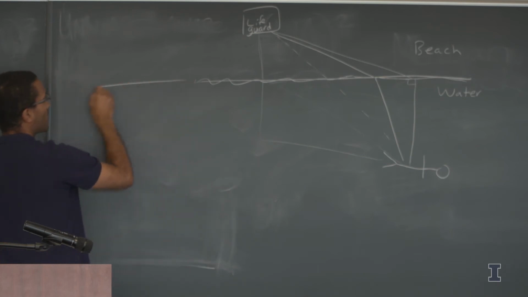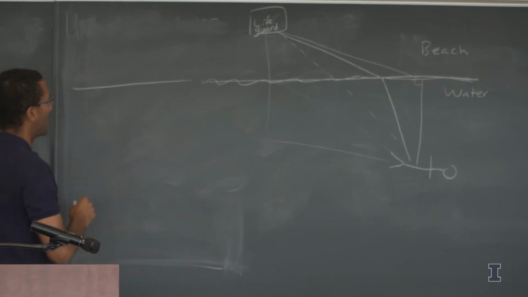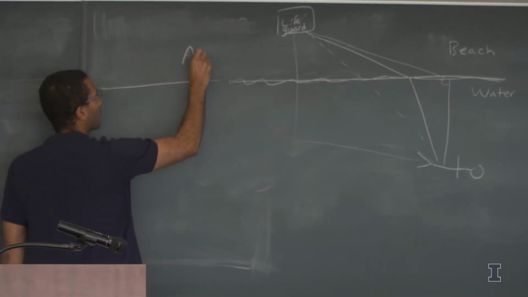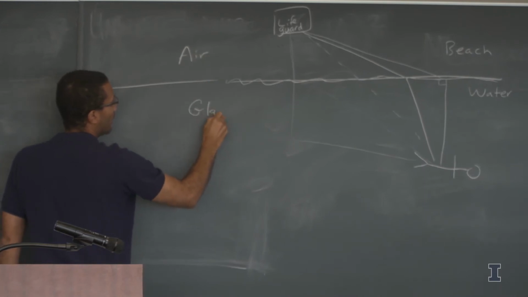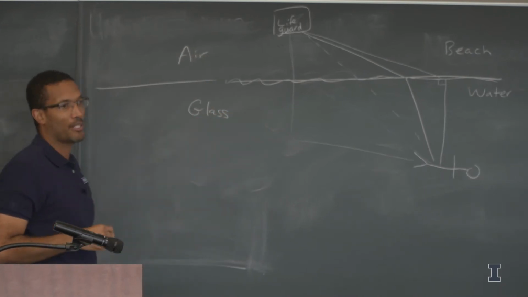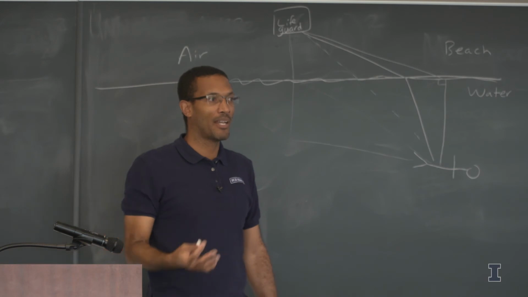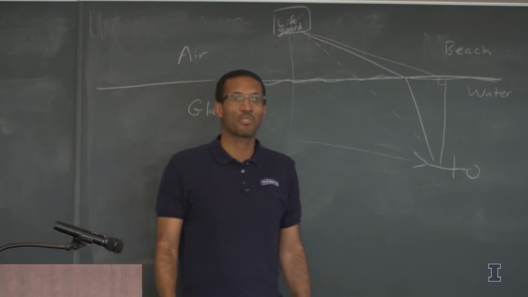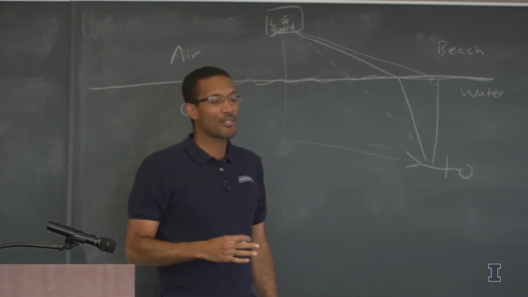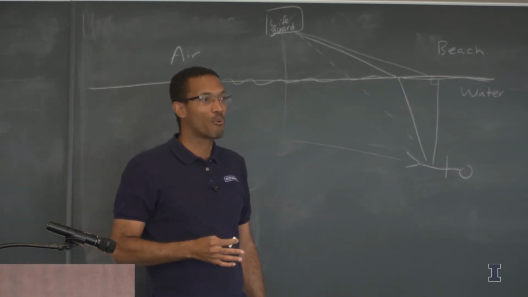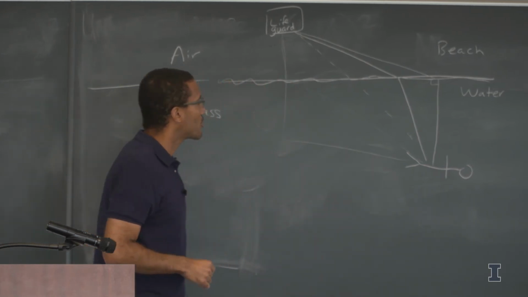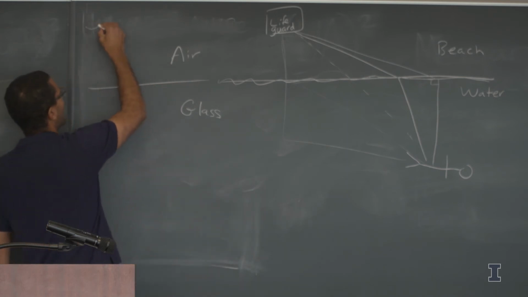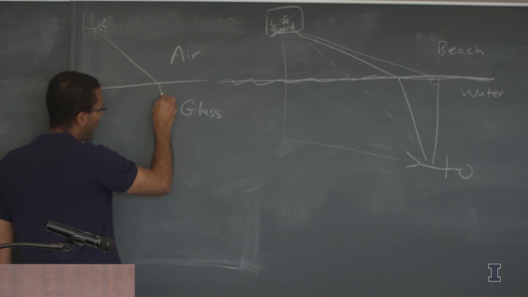So a lens, or even just an interface of, let's say, air and glass: light travels faster in air than it does in glass. So the speed of light in air is approximately 300 meters per microsecond. In glass, it's reduced by a factor of about 1.4 to 1.5, depending on the glass. So typically, if I have, let's say, sunlight, and I look, it's going to refract at an angle.